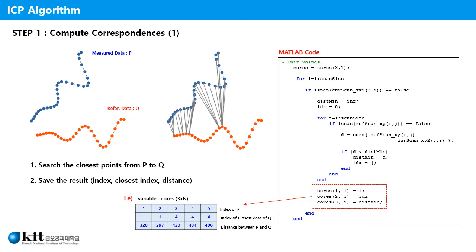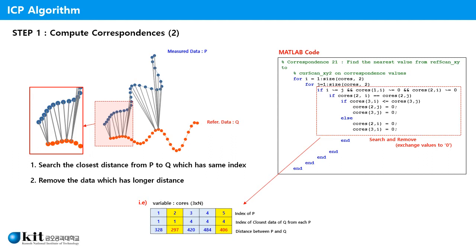As you can see, this is a correspondence variable. It contains an index of P, the index of the closest data of Q, and the distance between P and Q. As you can see, this is a MATLAB code.